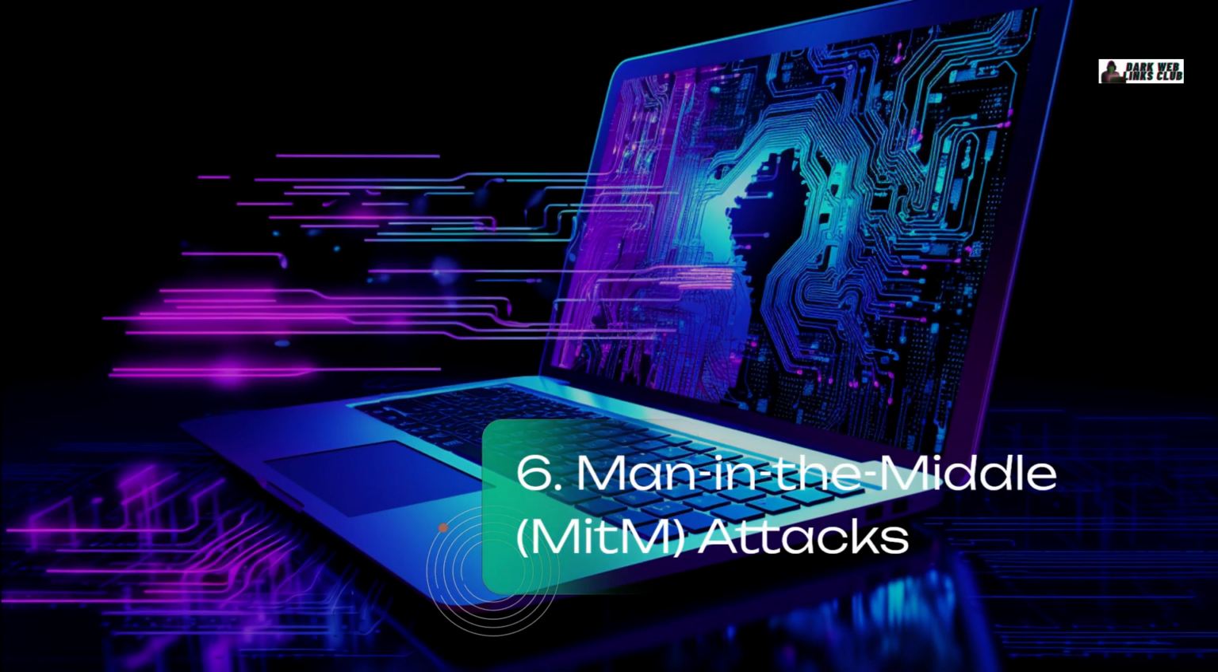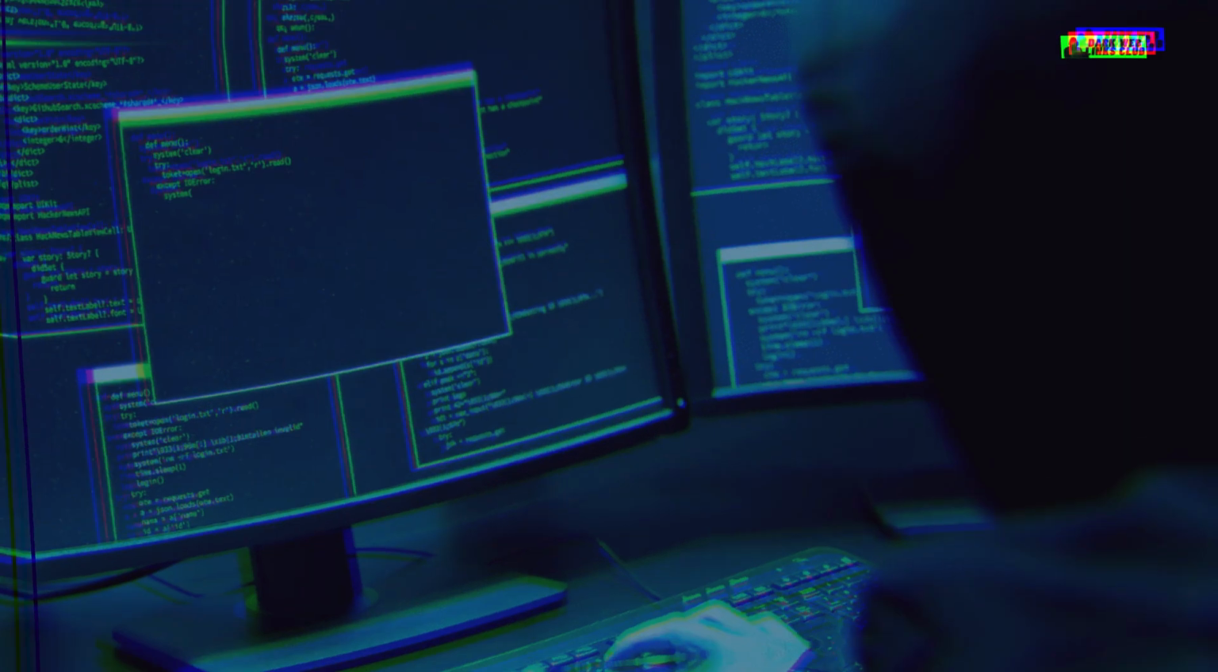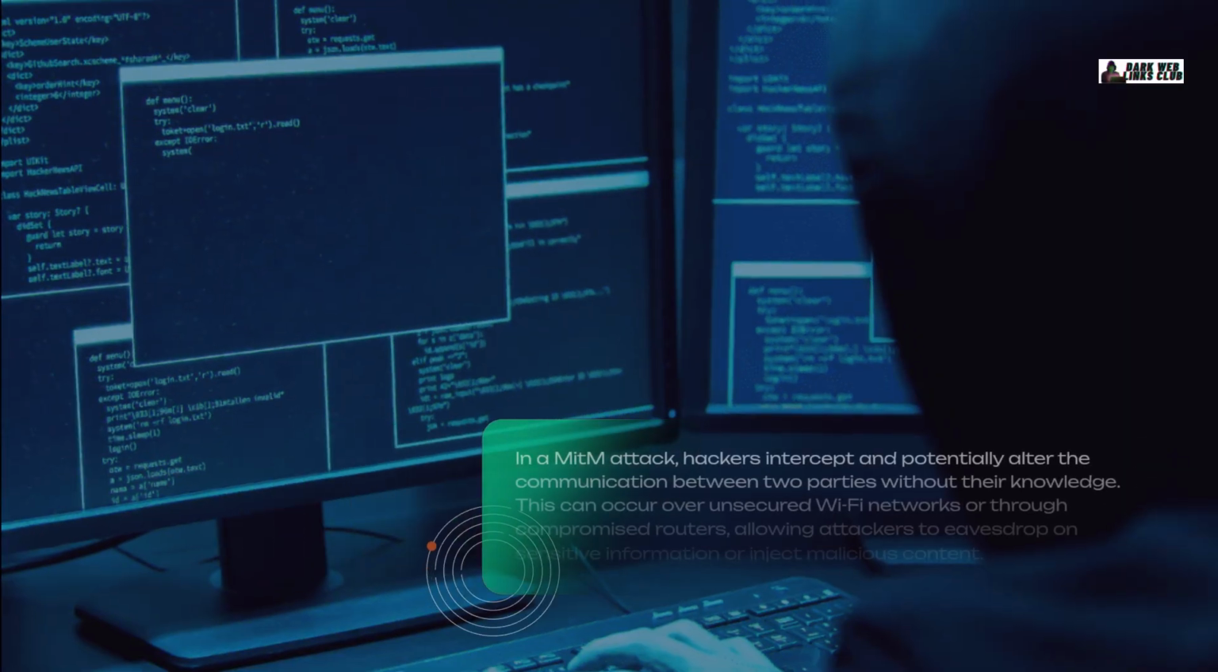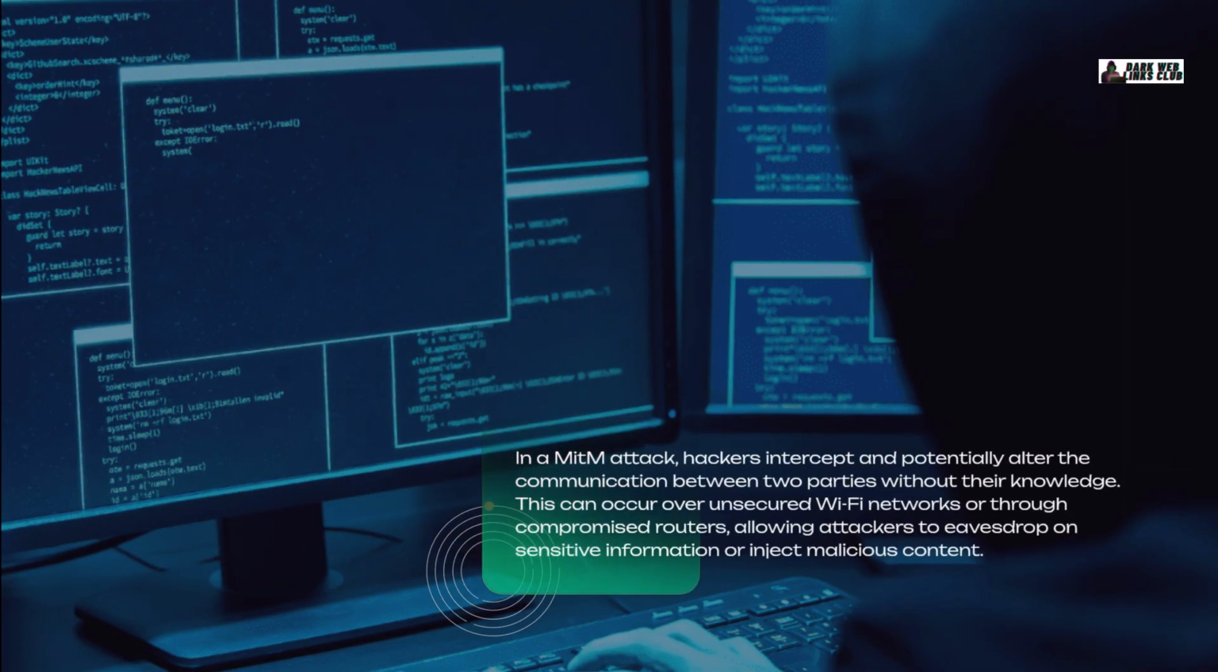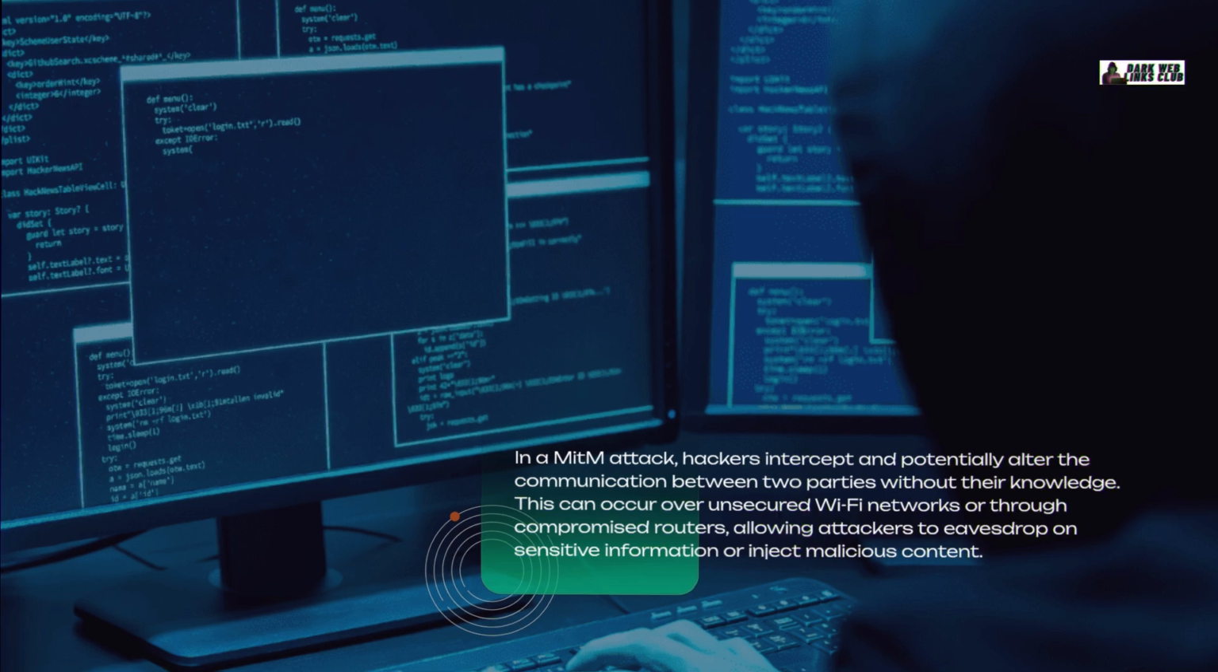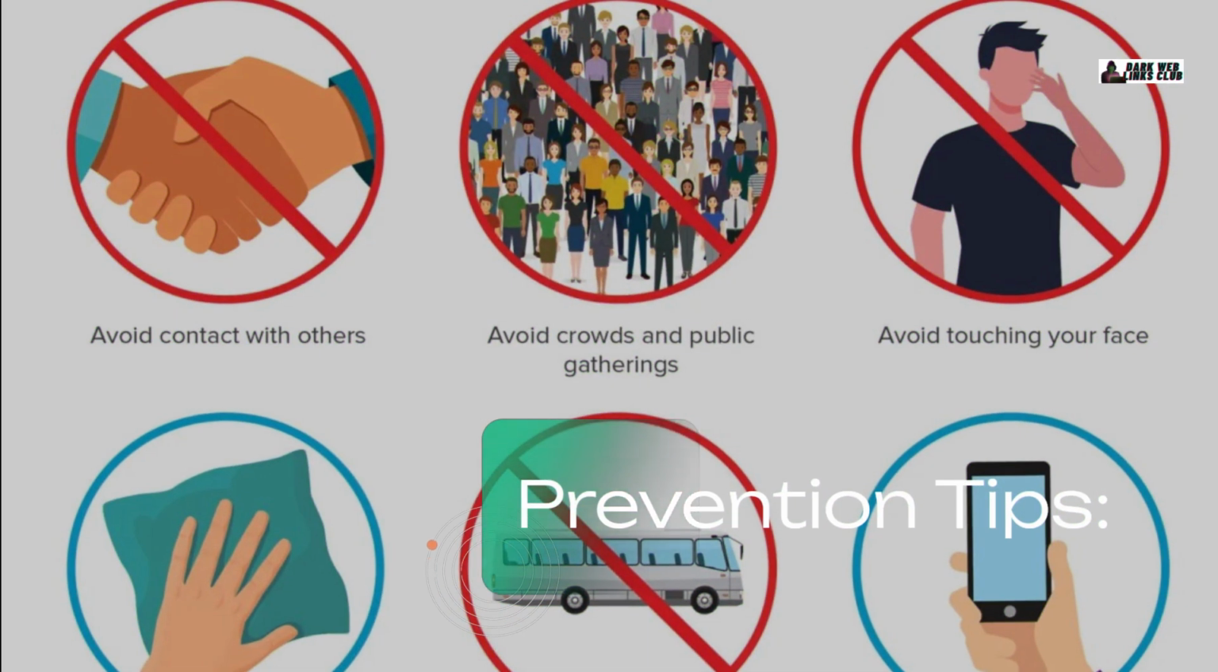6. Man-in-the-middle, MITM, attacks. In a MITM attack, hackers intercept and potentially alter the communication between two parties without their knowledge. This can occur over unsecured Wi-Fi networks or through compromised routers, allowing attackers to eavesdrop on sensitive information or inject malicious content. Prevention tips.